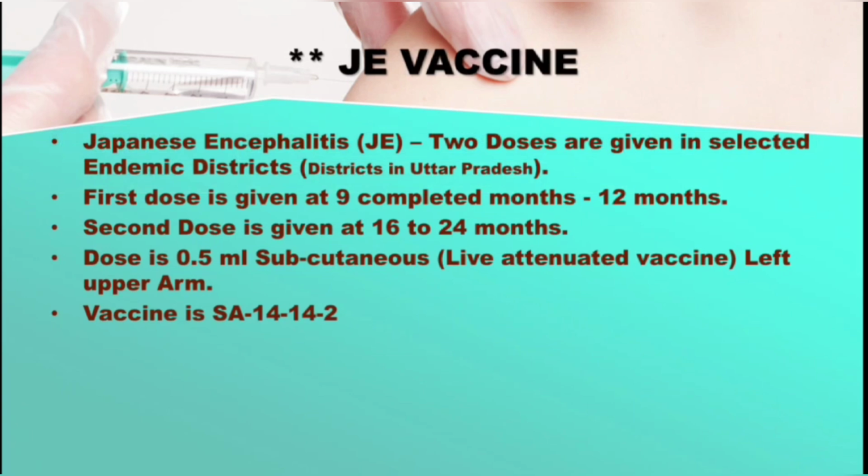Now coming to the Japanese encephalitis. See, Japanese encephalitis has 2 doses which are given in selected endemic districts of Uttar Pradesh. Now the first dose is given at 9 months completed, from 9 months to 12 months. Then the second dose is given at 16 to 24 months of age, and the dose is 0.5 ml subcutaneous. It is a live attenuated vaccine, given on the left upper arm. The vaccine strain is SA14-14-2. This can be an MCQ question: what is the strain of the live attenuated Japanese encephalitis vaccine? That is SA14-14-2.